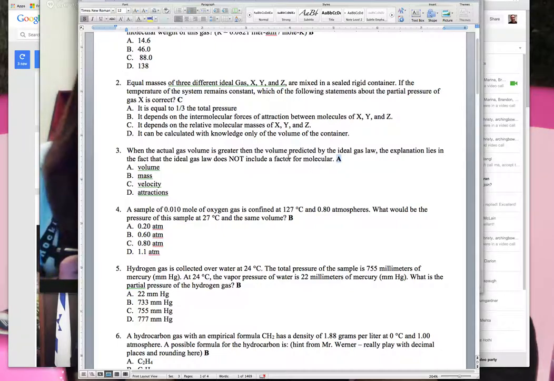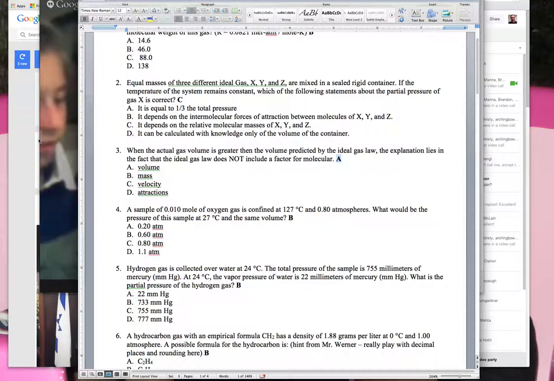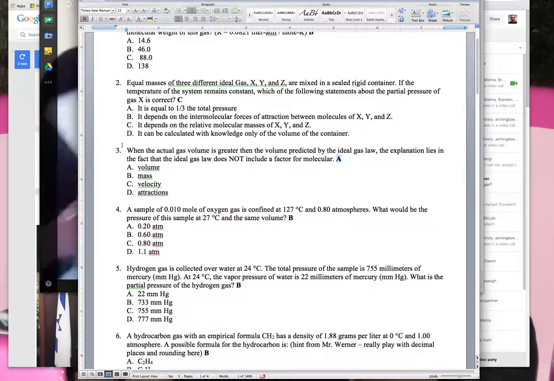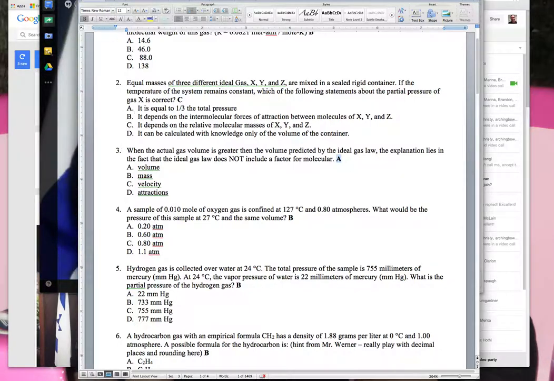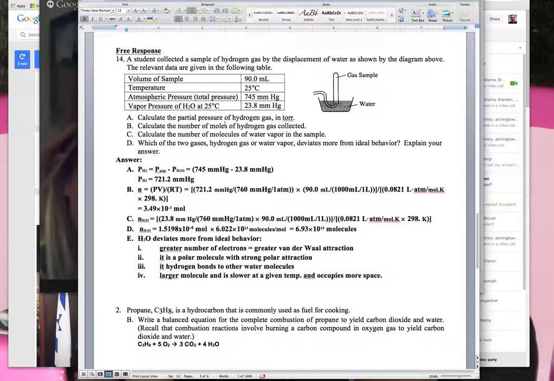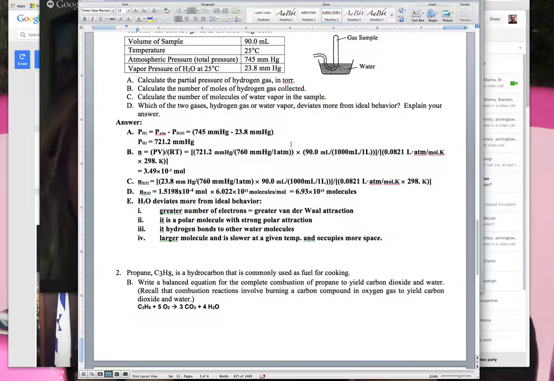Does that make some sense? Yeah. Okay. What's another question you guys have? Oh yeah. On free response, how do we number one D? How do we know if something deviates from ideal behavior? That's a good question.